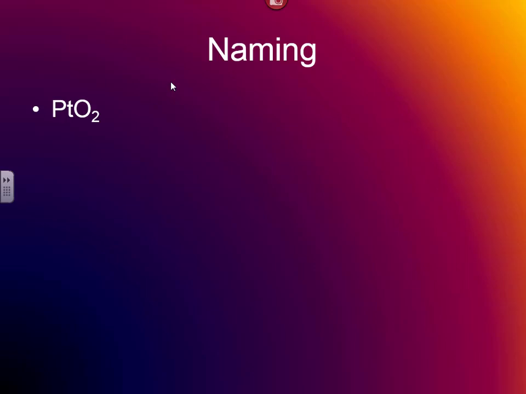What's the cation name? Isn't it T between those? Yeah, what's PT? Platinum. Platinum's a transition metal, so that means we need to figure out what its charge is. To do that, we have to look at what it's paired with. What is the charge on each of the oxygens? -2. -2 times 2 is -4. So what's the charge on the platinum have to be? +4. So platinum 4 oxide.